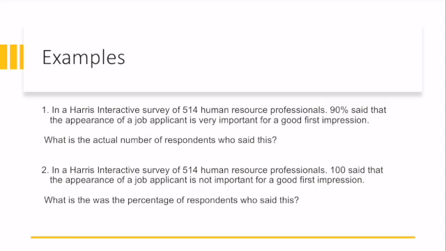Now, that's a percentage. What if I wanted to know the exact amount of people who responded and thought that appearance was really important? What I would do is take this 90% and convert it to a decimal. So I'd take 0.90 times 514, and I get 462.6. The problem is you can't have 462.6 people, right? So what I want you to do is round up. Even if the decimal's below a 0.5, always round up.